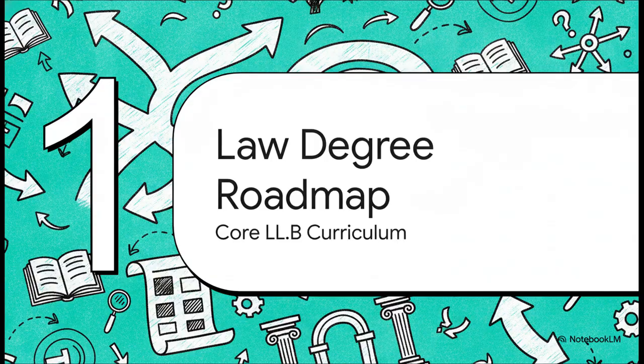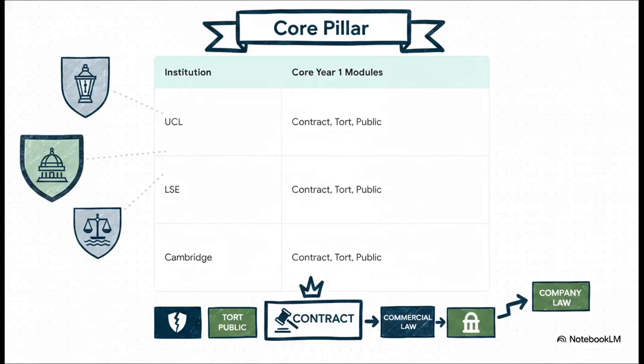The Law Degree Roadmap. Before we get into the real nitty-gritty of things like offer and acceptance, we need to understand the macro context. Like, where exactly does this subject sit within the overall architecture of your studies? Well, whether you're looking at UCL, the London School of Economics, or Cambridge, you'll notice a very clear pattern. Contract law is an unavoidable, absolute core pillar of Year 1 foundational studies.